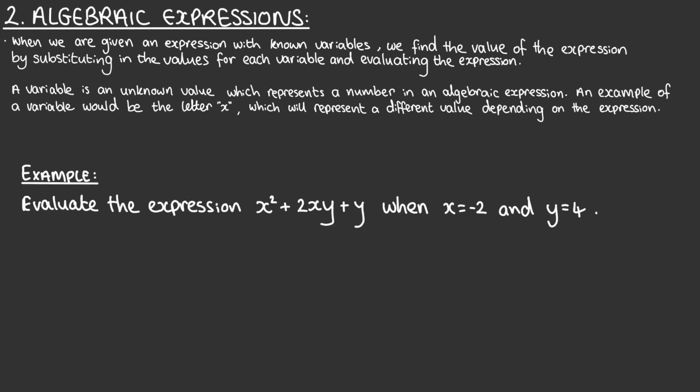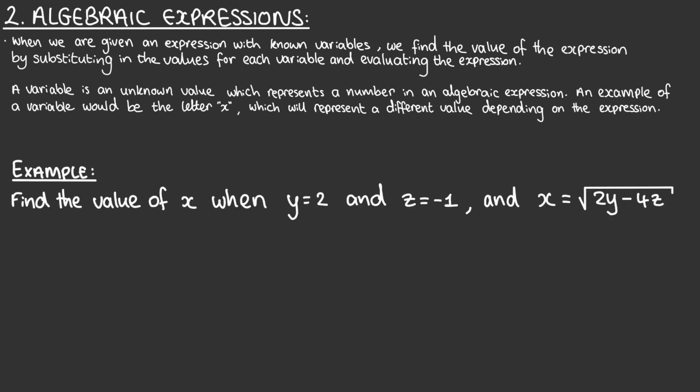The second example states that we must evaluate the expression x squared plus 2xy plus y when our known variables x and y are equal to minus 2 and 4 respectively. So firstly, we have to substitute in our known variables. Substituting in for x and y, we are left with minus 2 squared plus 2 multiplied by minus 2 multiplied by 4 plus 4. This simplifies to 4 minus 16 plus 4, which is equal to minus 8.